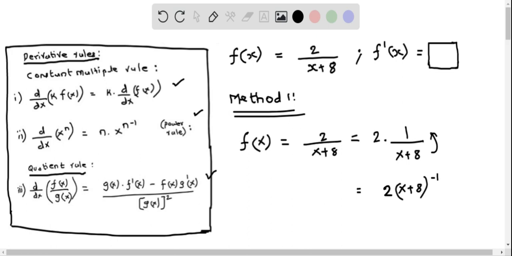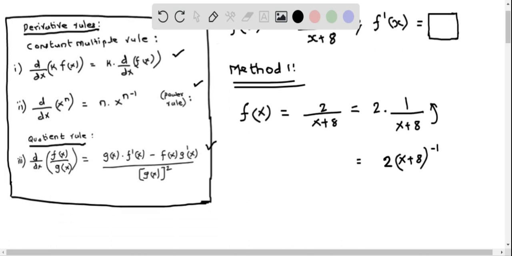Now let's apply the derivative. So first I'm going to write this as d by dx of 2 times x plus 8 raised to the power of negative 1. Now we can see that we can apply the constant multiple rule, because the constant here is 2, which means according to the rule, if we have to find the derivative of a function multiplied with the constant k, we can just factor out the k and then find only the derivative of the function. Same thing I'm going to do over here. As I see, the 2 is the constant over here. I factor the 2 out of the derivative.